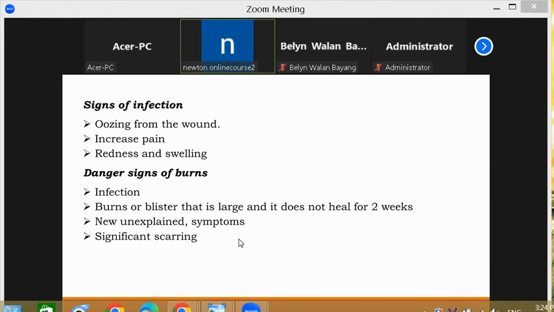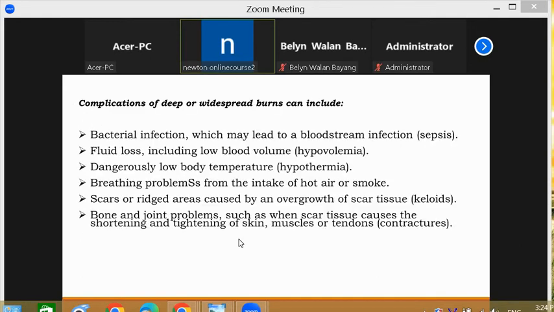So whatever treatment you are giving to the patient, the patient is complaining of new skin problems. Always the skin will be removing from that area. So these are the dangerous signs of burns.